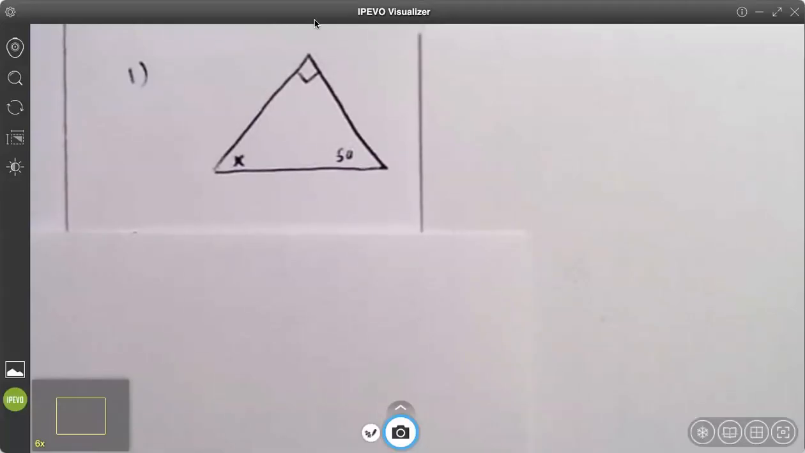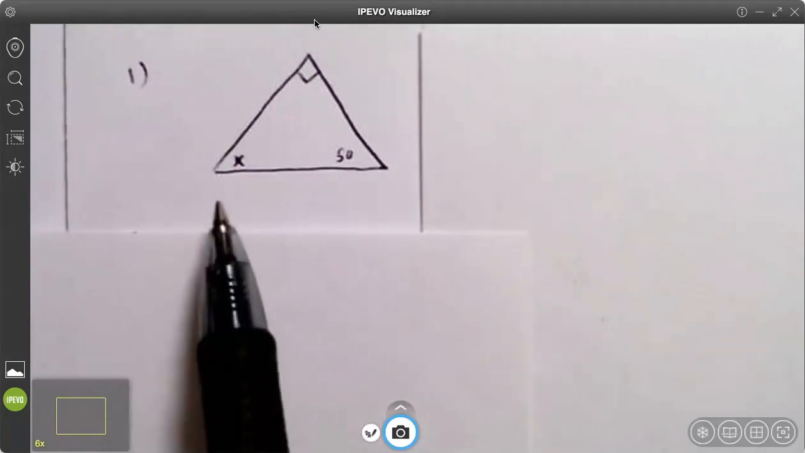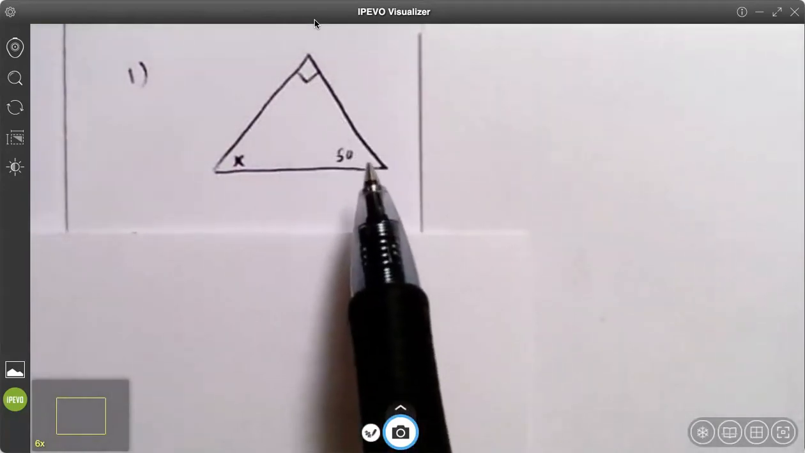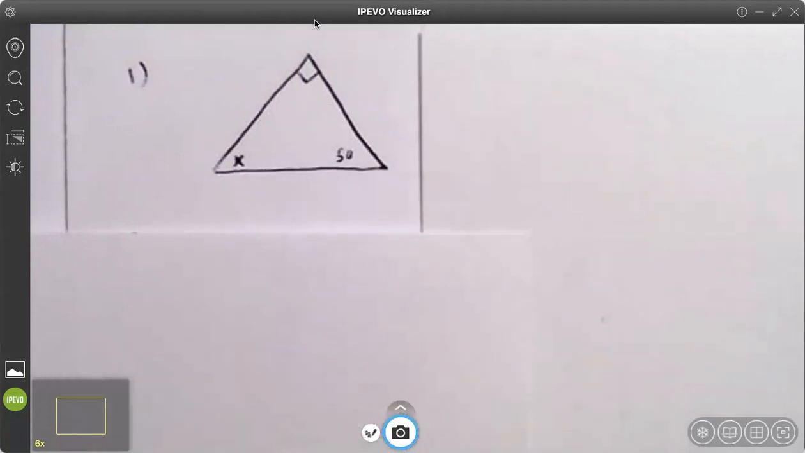This video is a test review for our unit on triangles. Question number 1 asks us to find the missing angle measure here. We know two angle measures. This is a right angle, 90 degrees. This one is 50 degrees. I have to find the missing angle measure.